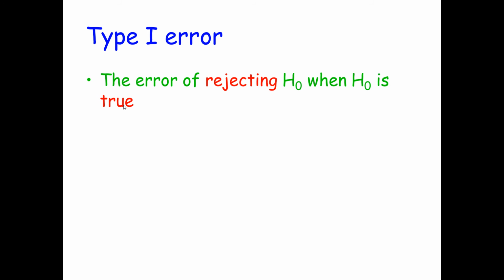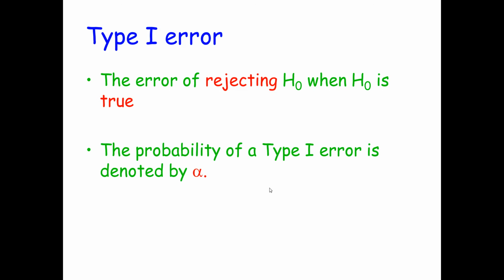We have the type 1 error, which is where you reject a true null hypothesis. It's when you reject the true null hypothesis.